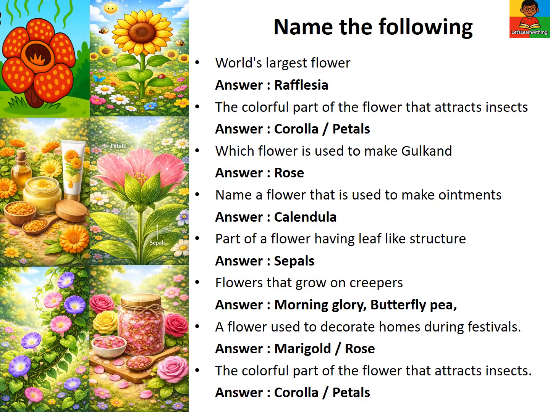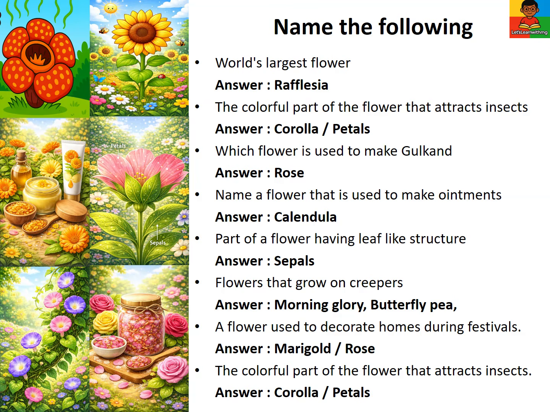Now, let's name the following. World's largest flower? Answer, Rafflesia. The colorful part of the flower that attracts insects? Answer, corolla or petals. Which flower is used to make gulkand? Answer, rose. Name a flower that is used to make ointments? Answer, calendula. Part of a flower having leaf-like structure? Answer, sepals.